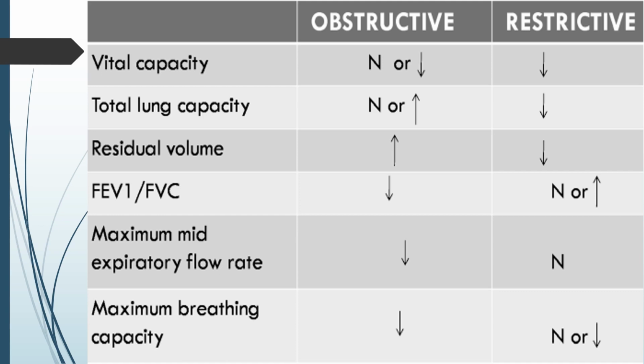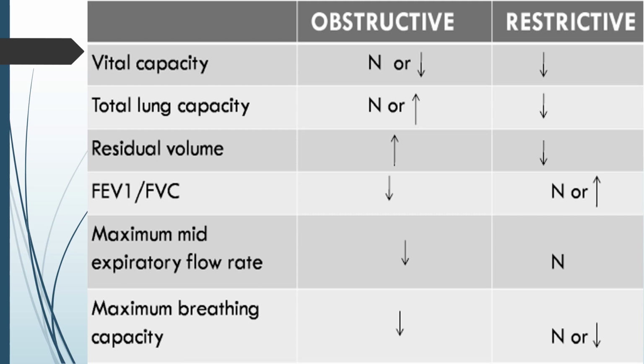So to know the lung disease after doing the pulmonary function test, you have to classify the disease, whether it is obstructive type or the restrictive type. So you have to know the following parameters. As we have discussed, the vital capacity in obstructive lung disease can be normal or decreased. In restrictive, it will be decreased. Total lung capacity in obstructive lung disease will be normal or increased, whereas in restrictive, it will be decreased. Residual volume is increased in obstructive and decreased in restrictive.